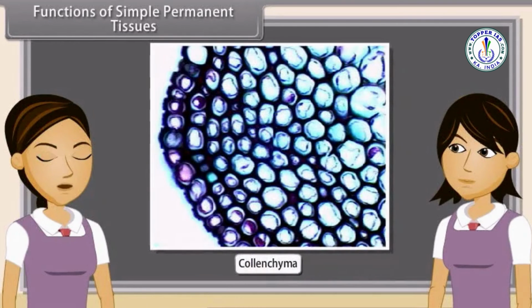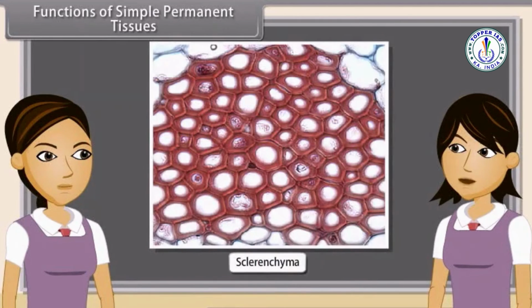Collenchyma is a mechanical tissue, so it provides mechanical support and elasticity. Sclerenchyma is mainly mechanical and protective in function. It gives strength, rigidity, flexibility and elasticity to the plant body and thus enables it to withstand various strains.